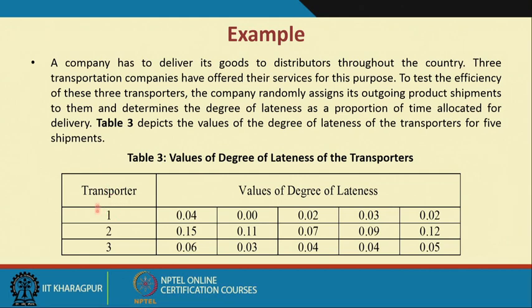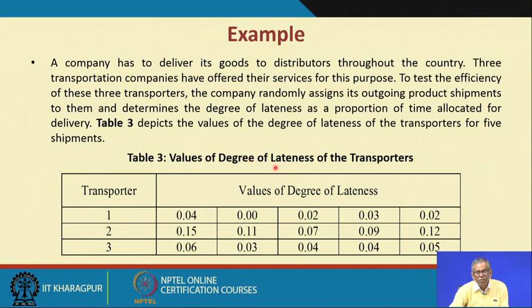So, how many transporters do you have? 1, 2, 3. Is it okay? And this is basically 1, 2, 3, 4, 5. So, the table depicts the values for 5 shipments, that means 5 replications. The corresponding data you have, these are the values of y, that means the response variable. And what is the response variable over here? That is the lateness, the degree of lateness.